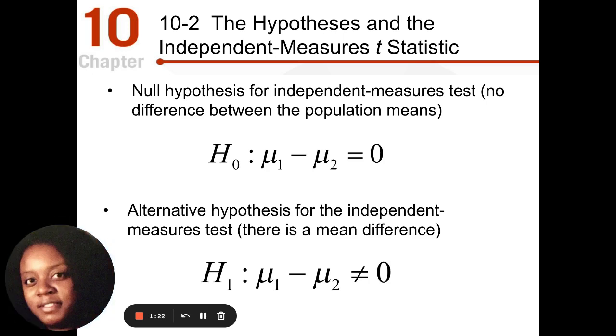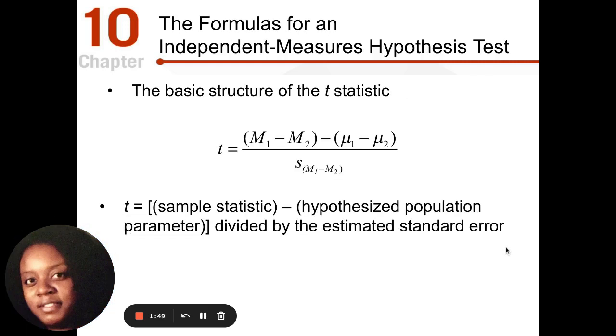In 10-2, we discuss the hypothesis and independent measures t statistics. When we have the null hypothesis for the independent measures test, it means that there's no difference between the population means. And when we have the alternative hypothesis for the independent measures test, it means there is a mean difference between the two scores. Here's the basic structure of the t statistic and the formula we'll use to calculate that.